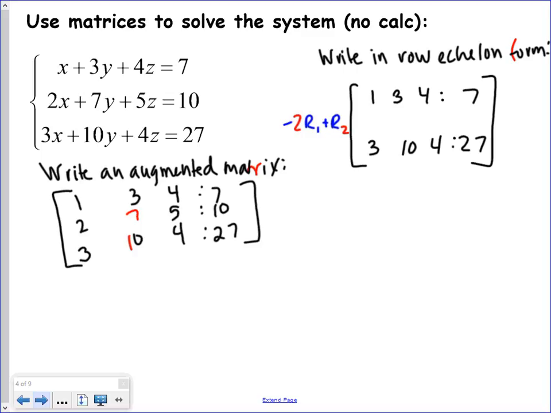-2. So -2 plus 2 is 0. -2 times 3 is -6 plus 7 is 1. -2 times 4 is -8 plus 5, -3. And -2 times 7 is -14 plus 10 is -4. Make sure you check my math today. Okay, so row 1 and row 2 are good. Now we're going to focus on row 3. Okay, so I'm going to copy row 1 and row 2.